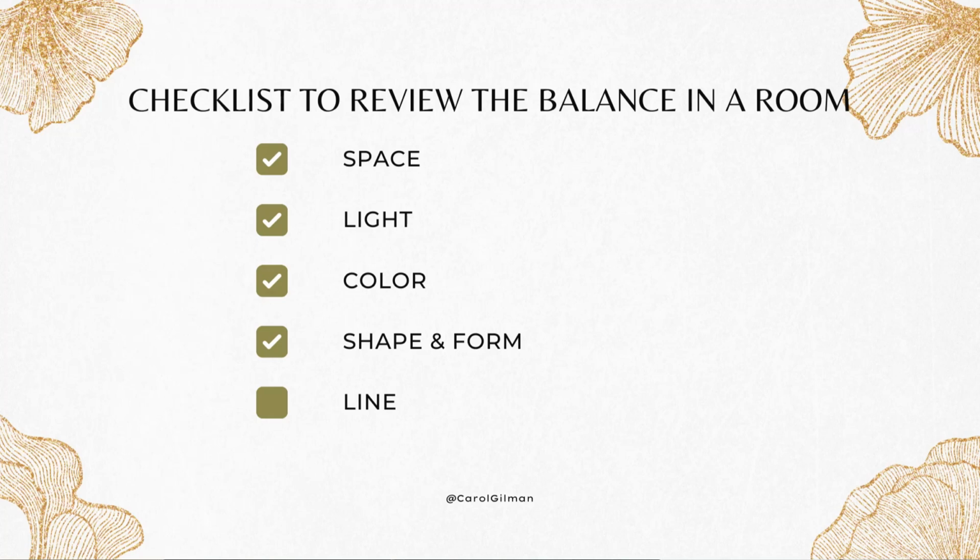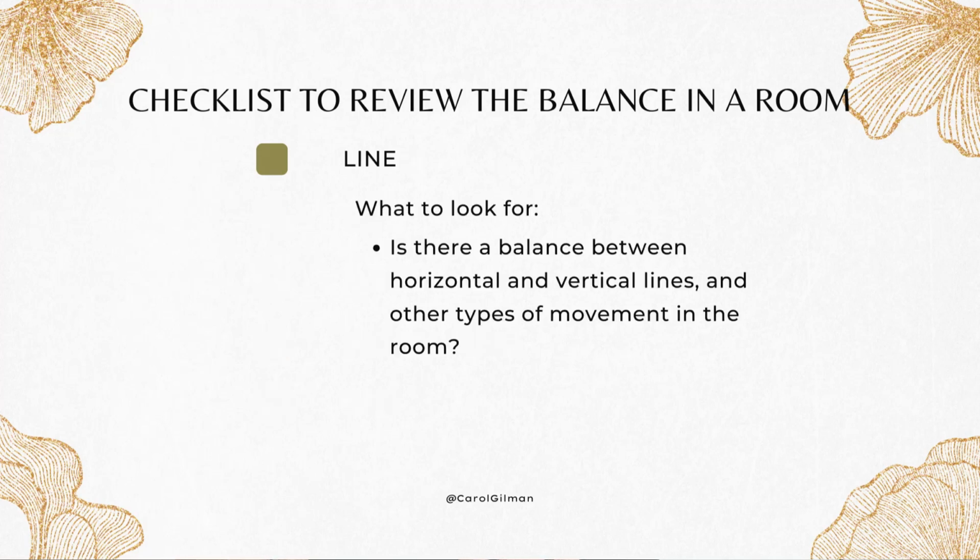And the fifth design element that we can look at is line in our room. Line just has to do with directions that our eyes are being led. So one thing to think about when you're looking at line in your room is to notice if there is a certain direction that our eyes are being led that's kind of taking over, that has a lot of visual weight to it. And maybe that's kind of throwing off the balance a little bit in your room.